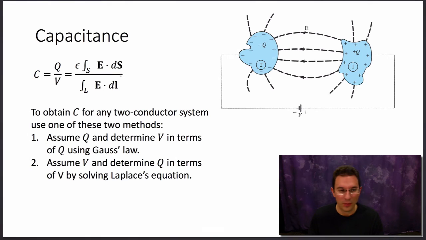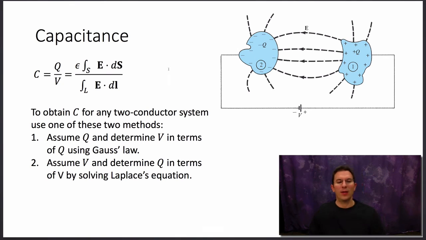And then on the bottom, we just have our normal definition for the potential, which is the line integral of the electric field along some line connecting these two charge distributions. It can be any line, but it's got to connect the two charge distributions. Okay.